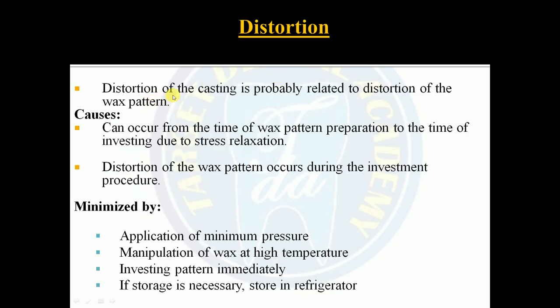Coming on to distortion. Distortion of the cast is probably related to the distortion of your wax pattern. What are the causes of the distortion? It can occur from the time of wax pattern preparation to the time of investing due to stress relaxation. Distortion of the wax pattern occurs during the investment procedure. It can be minimized by application of minimum pressure, manipulation of wax at a high temperature, and investing the pattern immediately. If storage is necessary, store in the refrigerator.